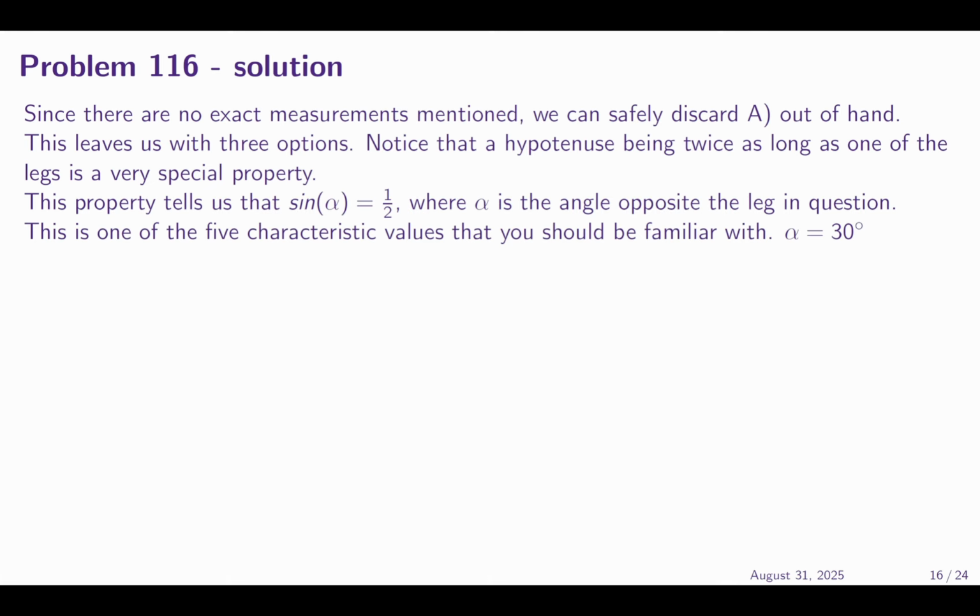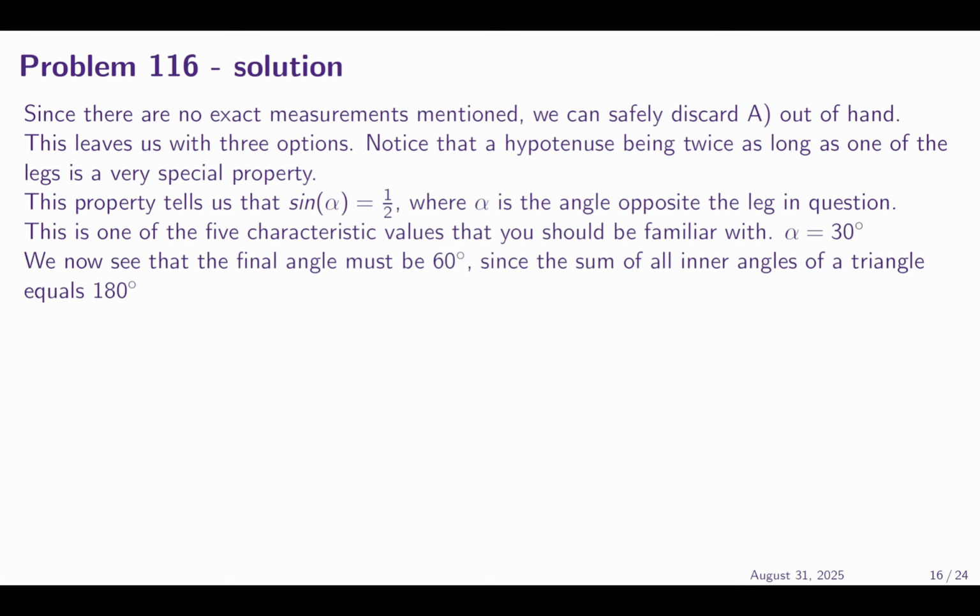You cannot use a calculator for this, so you should remember that sine of 30 degrees is equal to 1/2. We can now see that the final angle of the triangle must be 60 degrees, since the sum of all inner angles of a triangle equals 180 degrees.